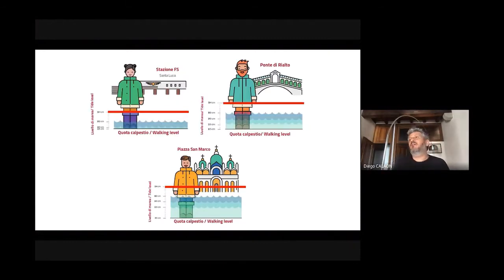This is the representation of how the last very high tides in November 2019 affected the city. We have the highest tide ever recorded in recent history. And you can see that in the very center of the city, the Rialto Bridge area or San Marco Square, water was very high. But in a newly built area, where the train station is in Venice, the high tide didn't affect it.